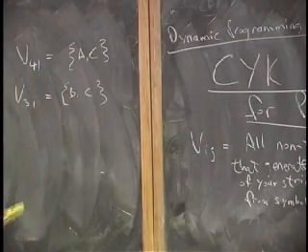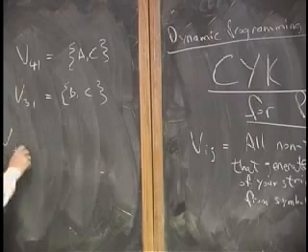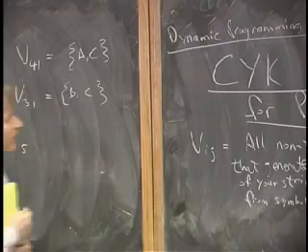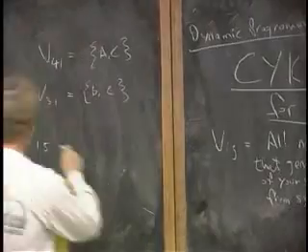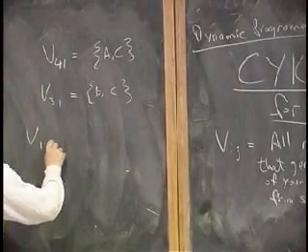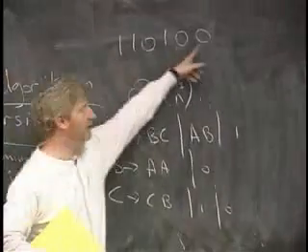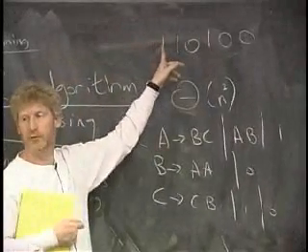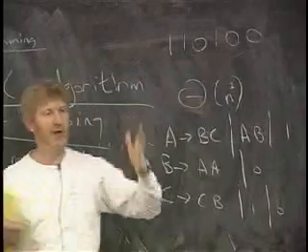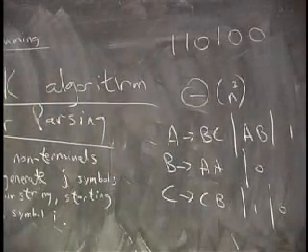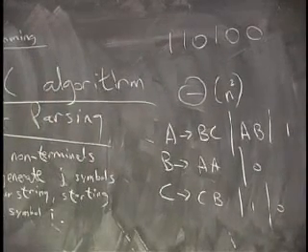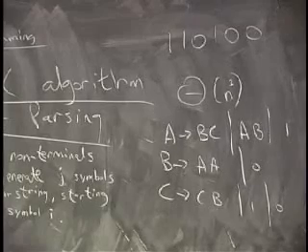And then I'll answer your question in a second, Joe. I saw your hand. What we really want to find out is V 1-6. We want to find out which non-terminals generate six symbols of the string starting in position 1. That will give me the answer I'm looking for. And V 1-6 hopefully will be based on these smaller cases. All right, Joe, you had a question?